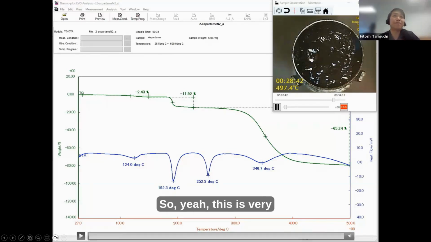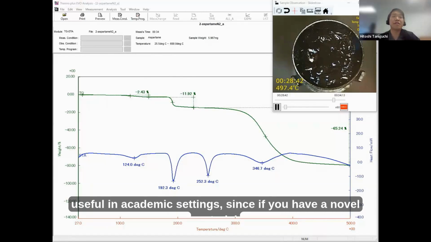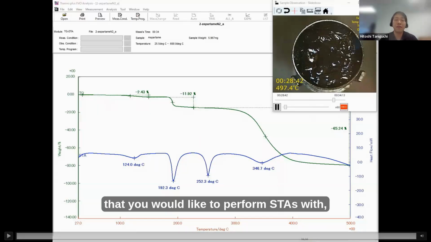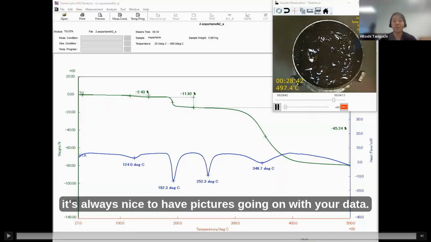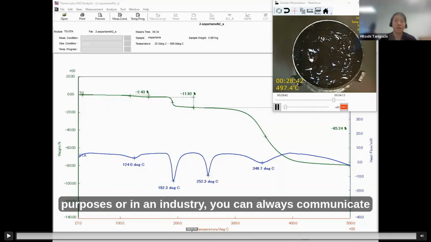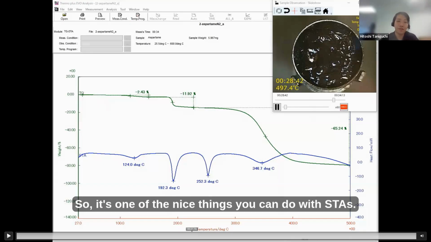So yeah, this is very useful in academic settings, since if you have a novel material that you would like to perform STAs with, it's always nice to have pictures to go along with your data. But also for teaching purposes or in an industry, you can always communicate your data more effectively when you have visuals involved. So it's one of the nice things you can do with STAs.